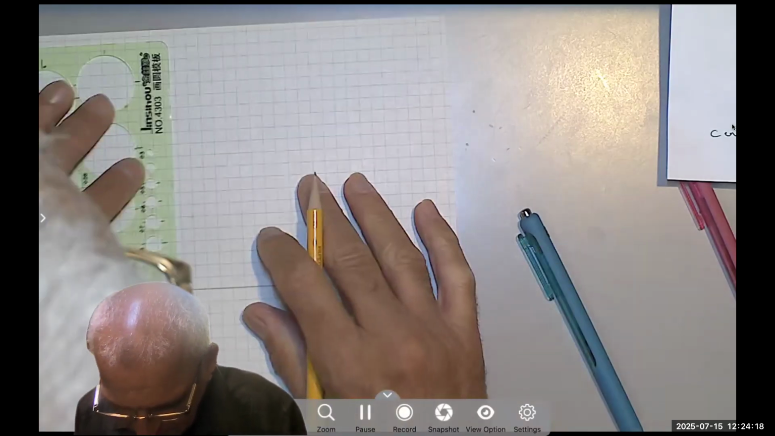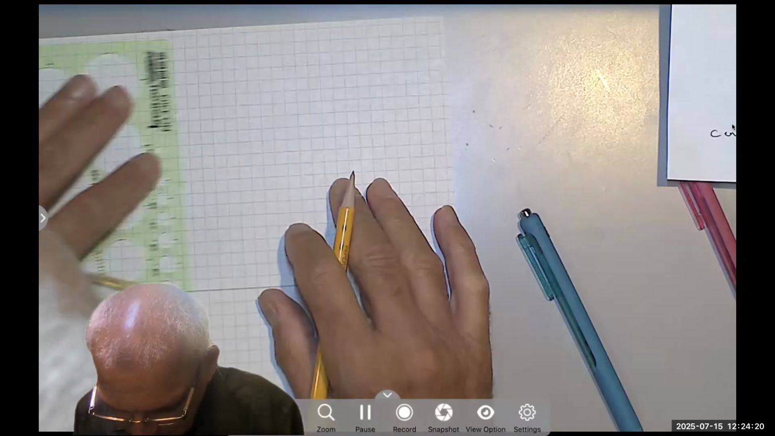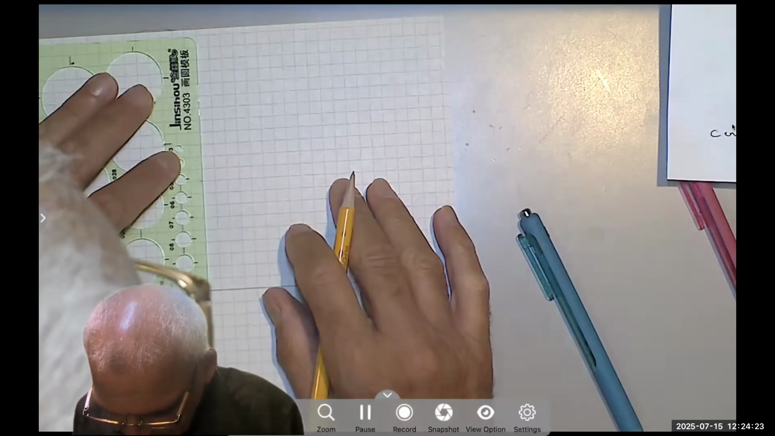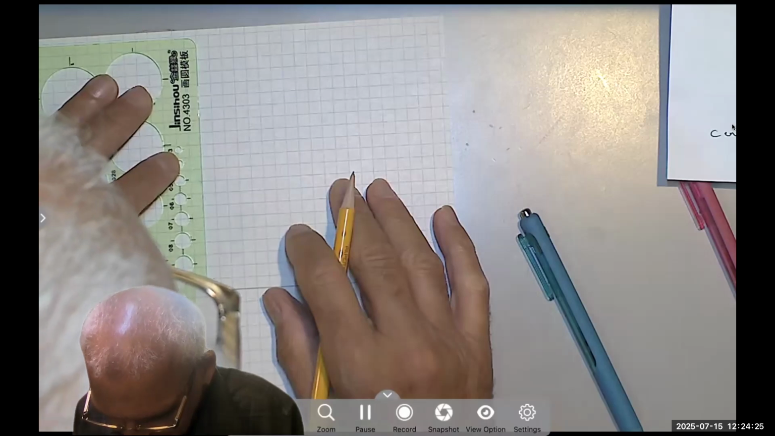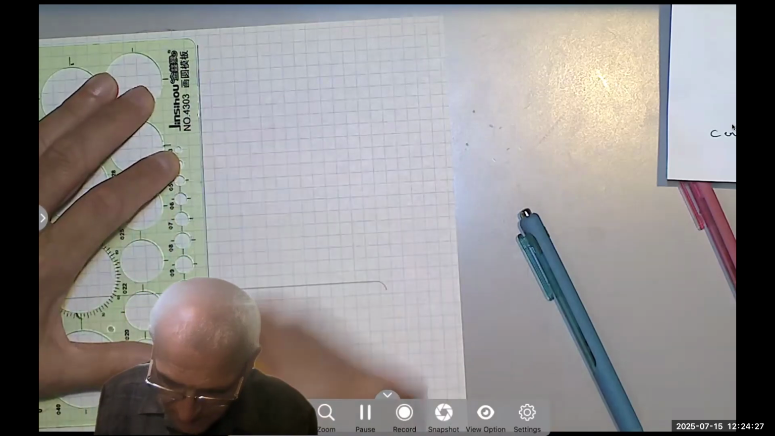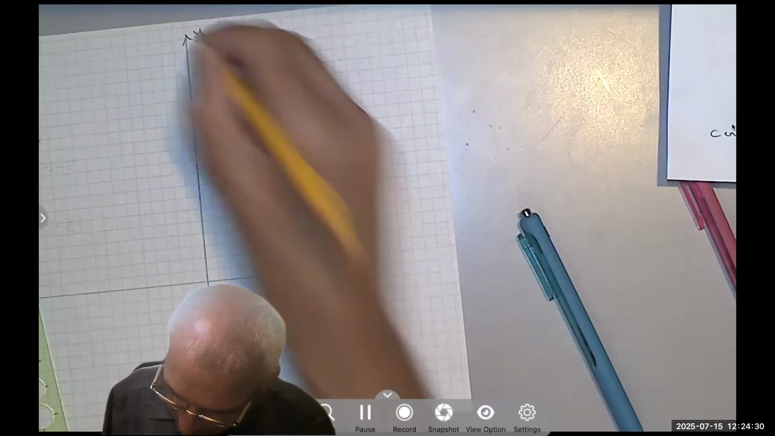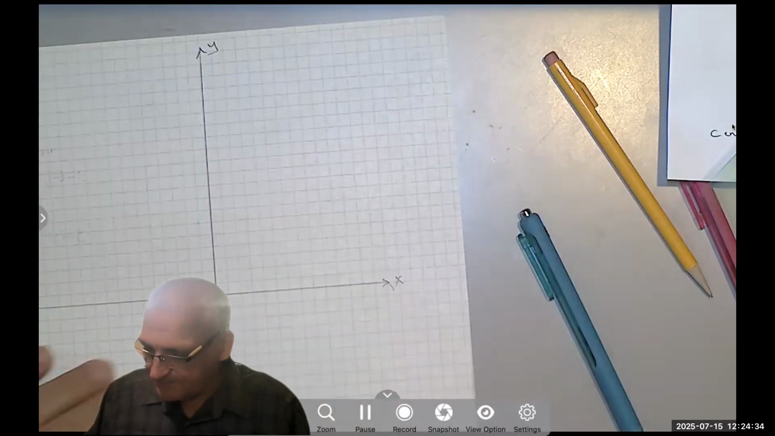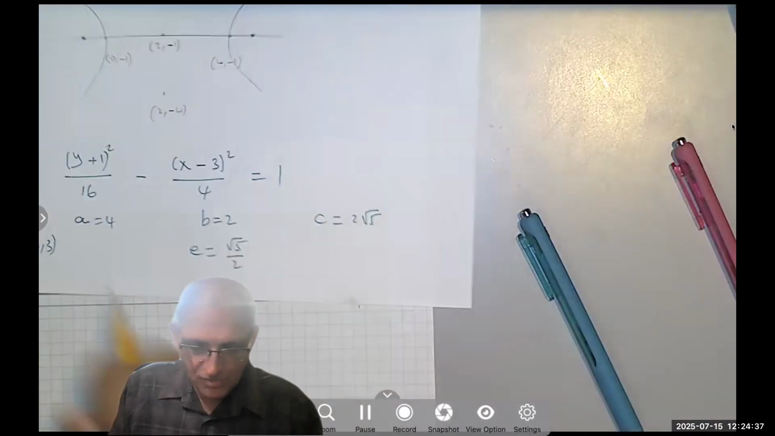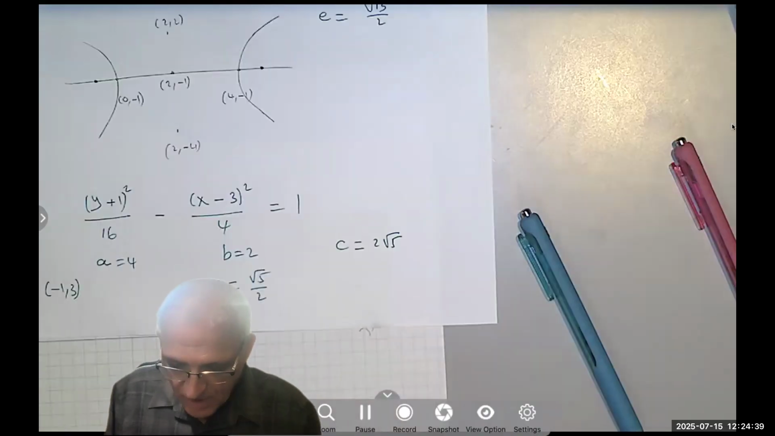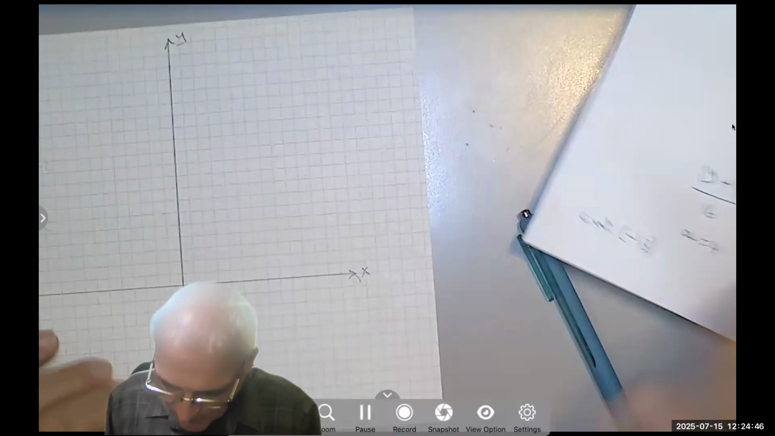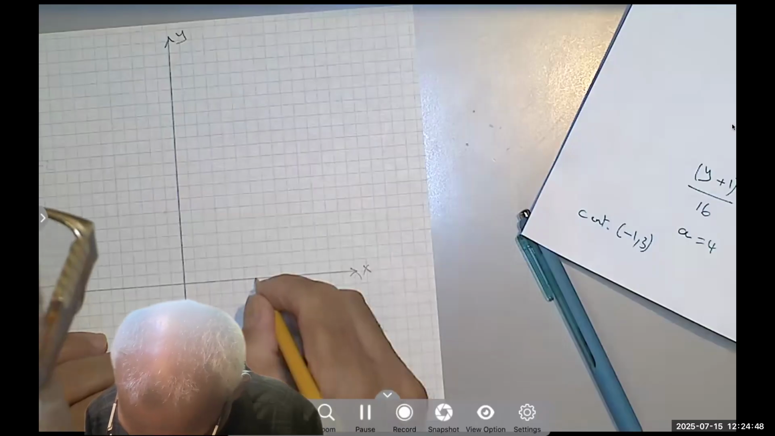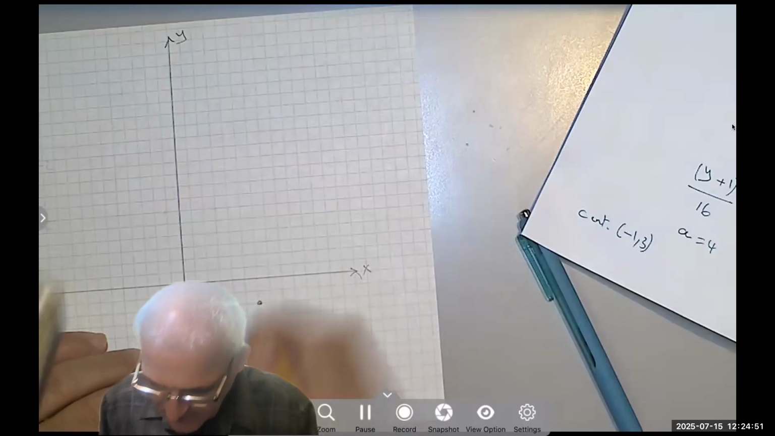-1 is not a big deal, so we can do it slightly to the right if we want. Here we have to be careful because the x and the y are backwards, so this one would be opening up and down. -1 and 3, I'm sorry, 3 and -1. You see, 3 and -1. 1, 2, 3, -1. So here is the center.